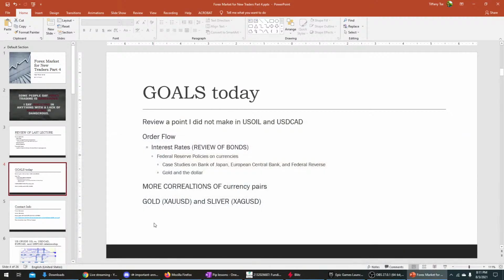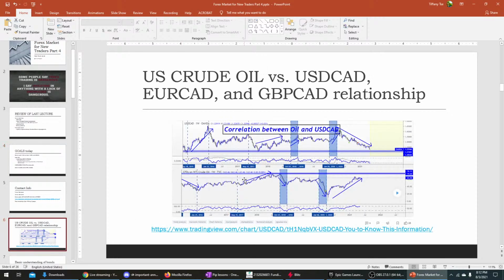Okay, we're going to do a really brief review of bonds. I wrote this a few months ago, but it's still relevant. The policy case studies we're going to do are the Bank of Japan, the European Central Bank, and the Federal Reserve. The gold and dollar system: brief overview, if the dollar dies, then gold goes up, basically. And then we have more correlations with currency pairs, which I try to get into. Obviously, I cannot get to all of them, but we did talk about a lot of them in the previous lectures. Okay, so this is crude oil.